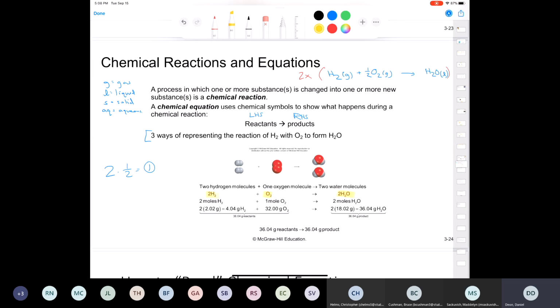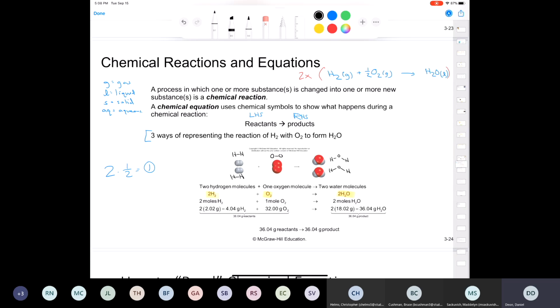Now, we could even represent that just by using a space-filling model. So that's what's shown right here. What they're showing here with these gray spheres is that these represent molecules of H2. I have 1, I have 2, and then I have a molecule of O2, 2 oxygens attached together like that, and when they combine, they form H2O.